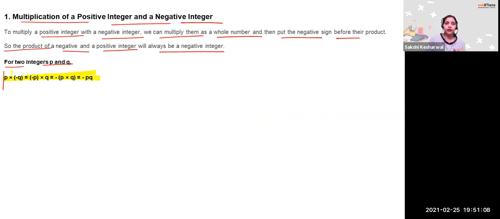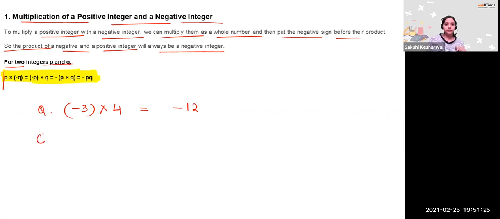You actually multiply and put the negative sign. This is the important point that you should know. So if I give you the question, like multiply minus 3 into 4, what will be your answer? 3 into 4 is what? 12. Put the negative sign.